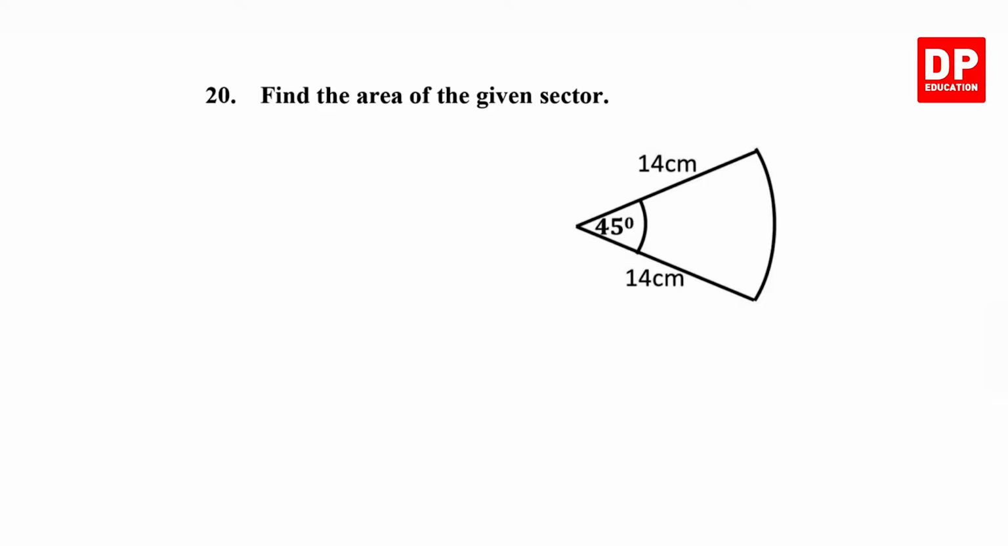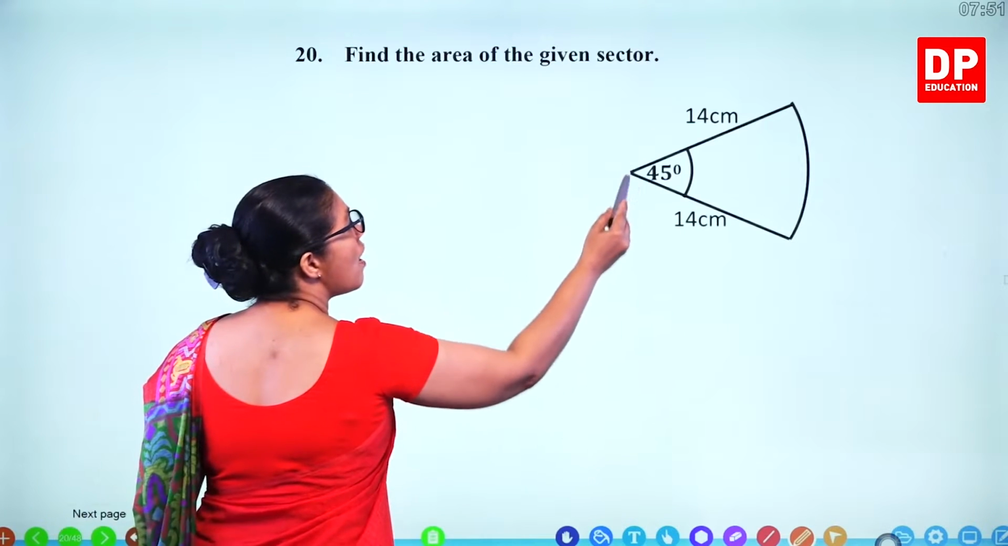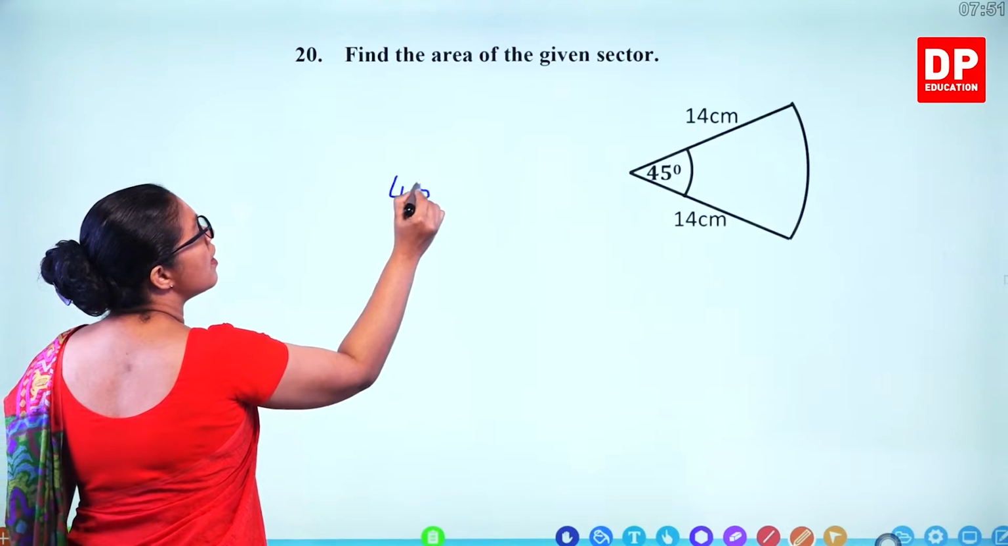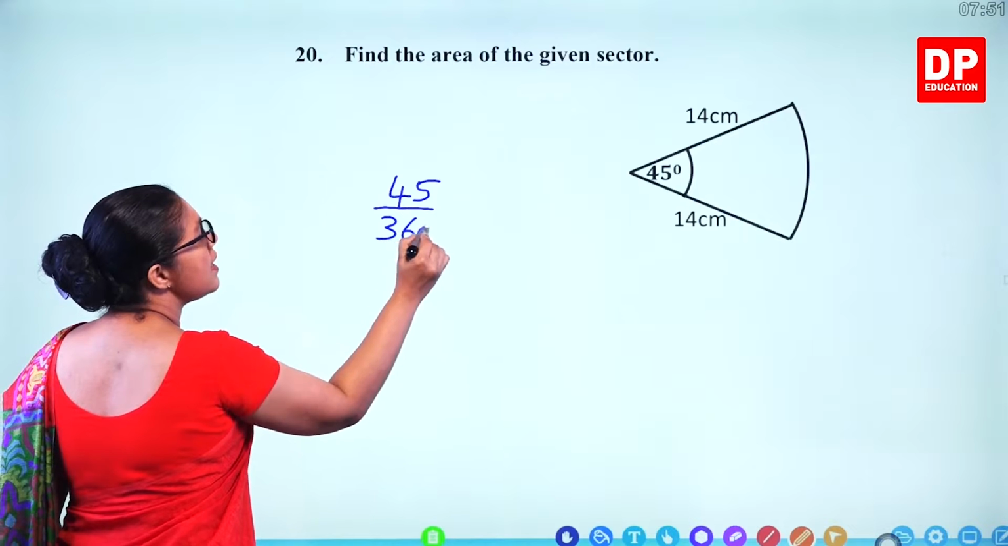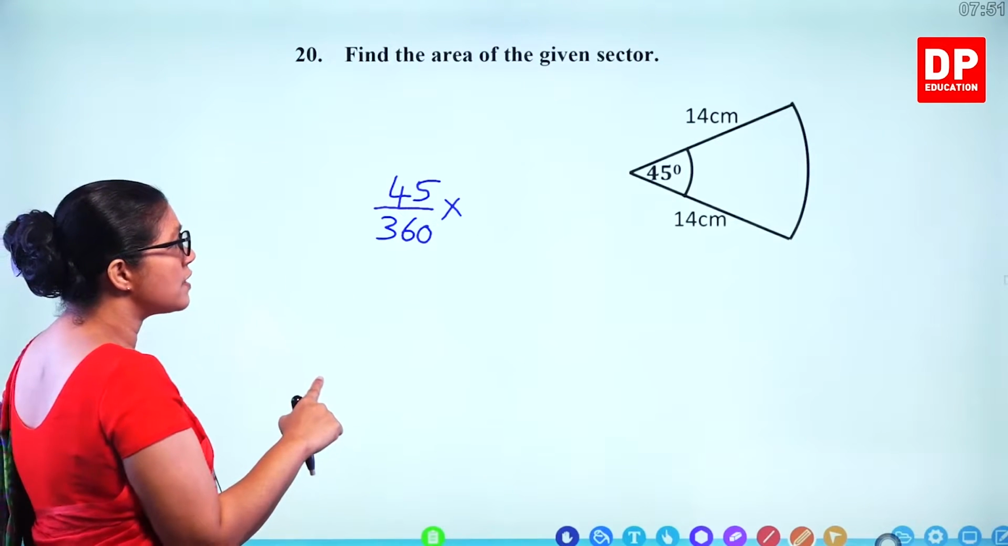Question number 20. Find the area of the given sector. How do you find the area? First find the fraction, 45 over 360, times pi r squared. That's the area of the full circle.